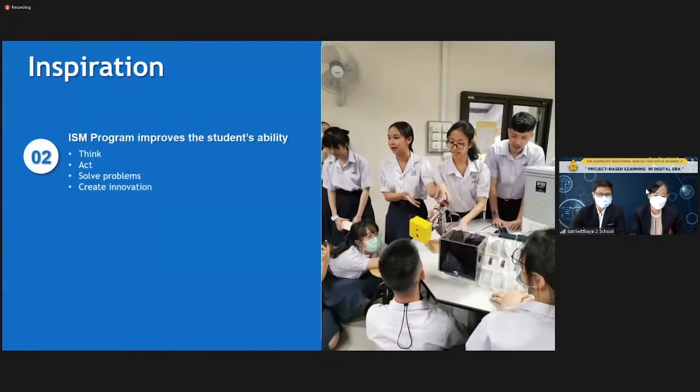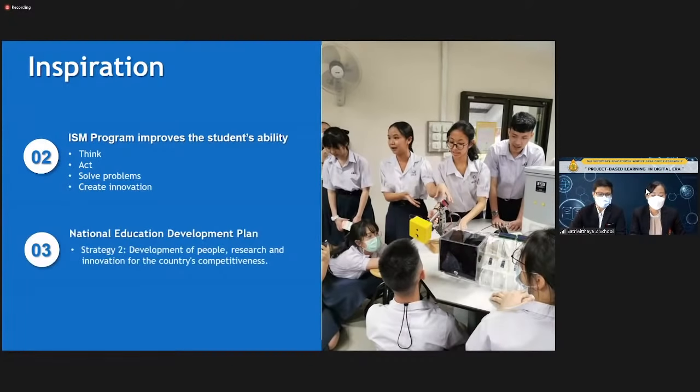Number 2, we are the teachers in charge of the intensive science and mathematics program, ISM for short. Our goal is to improve students' higher order thinking skills, as well as their ability to think, act, solve problems, and create innovation. This is in accordance with number 3, the strategy outlined in the most recent National Education Development Plan: the development of people, research, and innovation for the country's competitiveness.